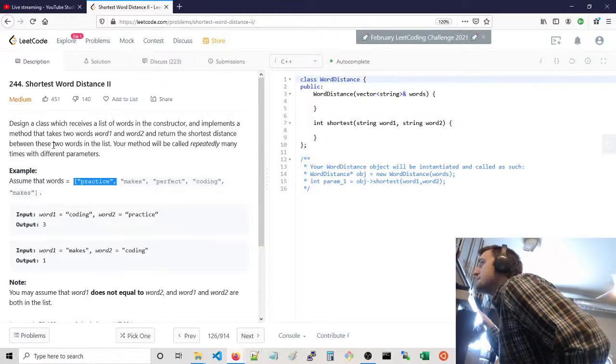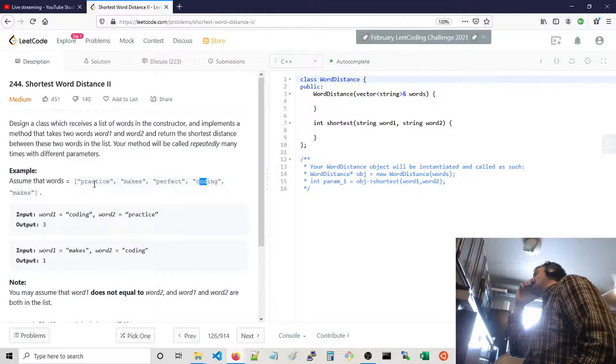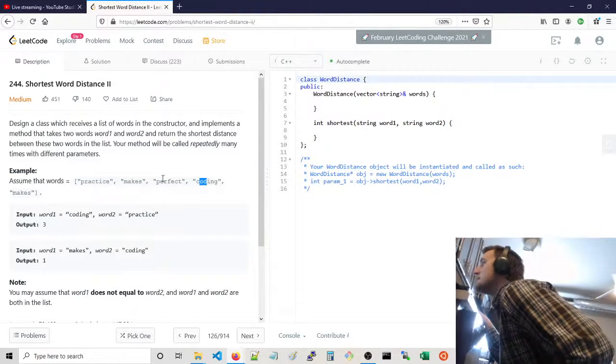Shortest distance between these two words in the list. 1, 2, 3, 4. 1, 2, 3, 4. What does that mean? I don't understand. Makes, coding. 1. Like literally the indices, is that what it means? Like we took the absolute value of the difference between the indices, and find the minimum where you have duplicate words in the list. Is that what that means?